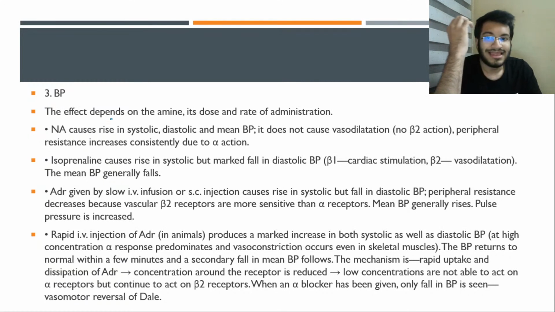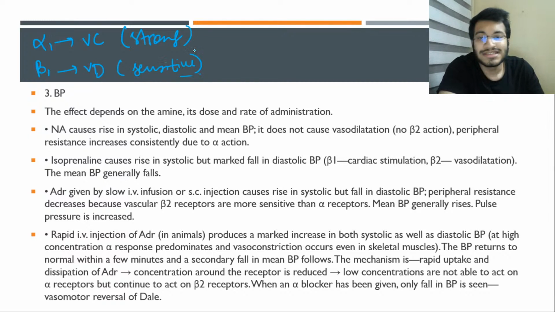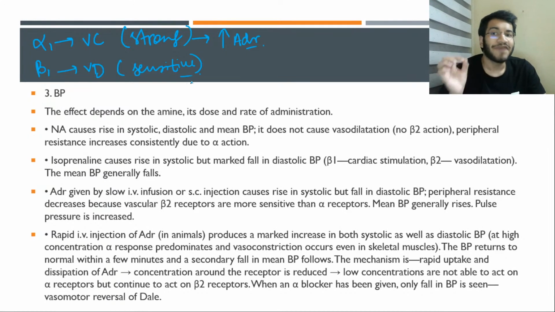So let's start. First of all, before starting मैं ये बता दूं, alpha 1 मैं कह रहा हूं it causes vasoconstriction and it is a strong receptor. Beta 1 मैं कह रहा हूं vasodilation करेगा and it is a sensitive receptor. Strong से मेरा मतलब है, for activation of alpha 1 you need high amounts of adrenaline, right?